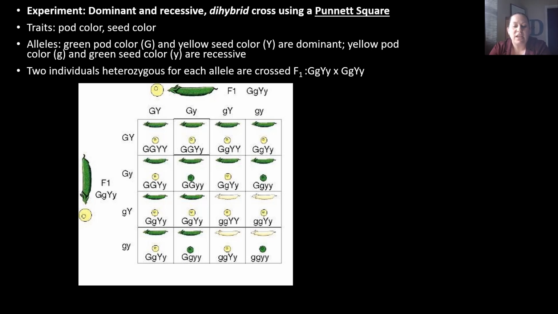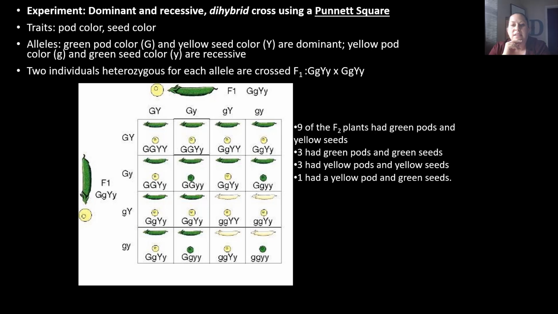But then you have big G, little y. So I have green pod, green seed. Little g, big Y, little y, yellow pod, yellow seed. And then last but not least, all the recessive: little g, little g, little y, little y. This guy is yellow with a green seed.